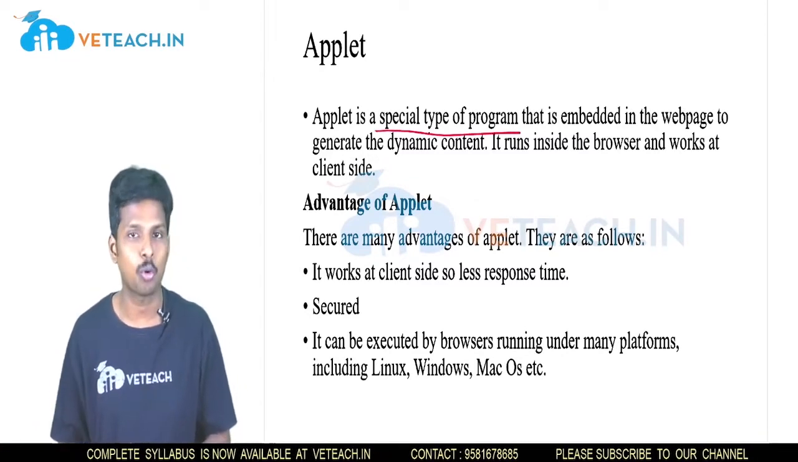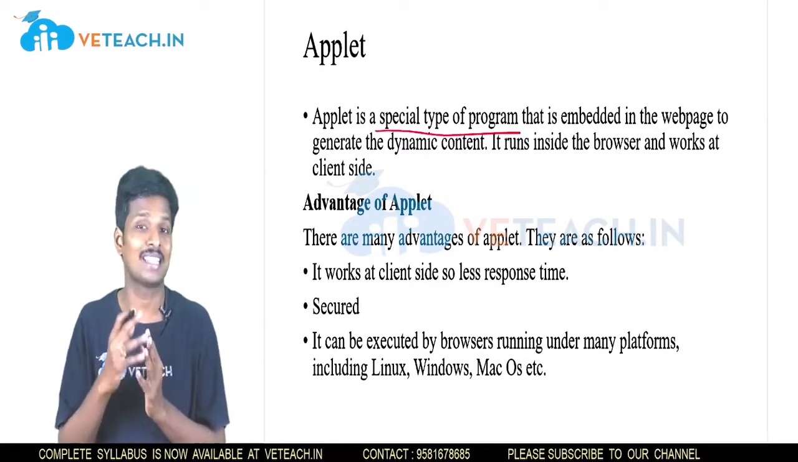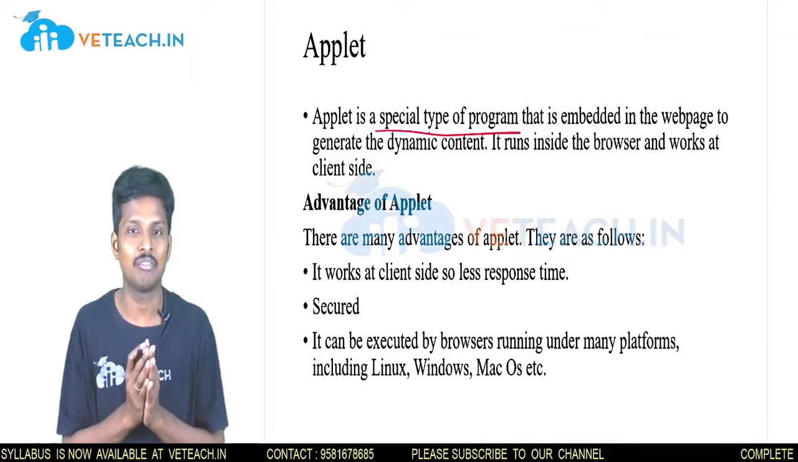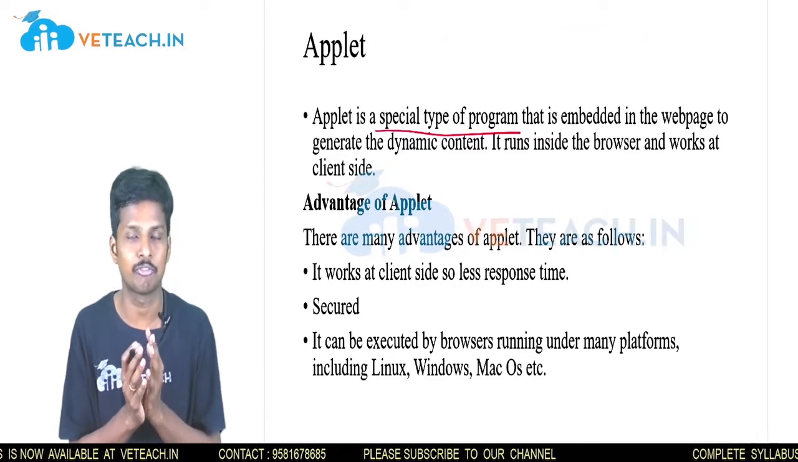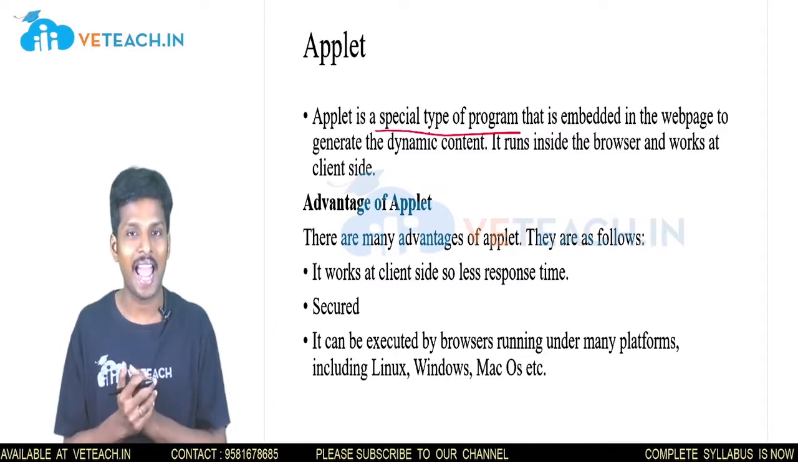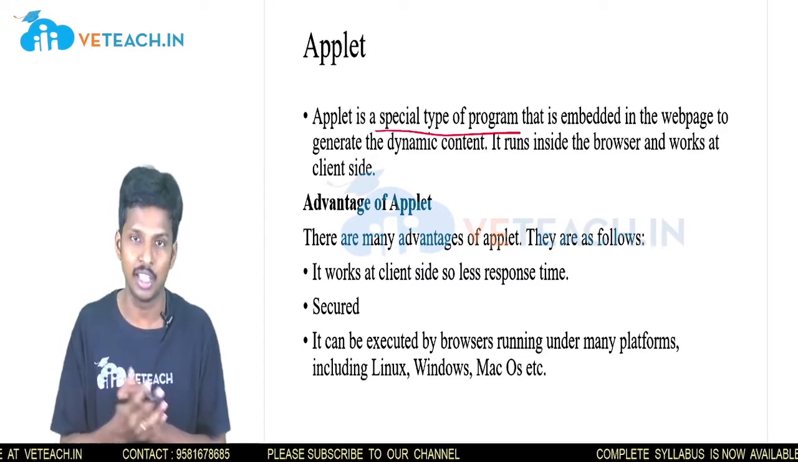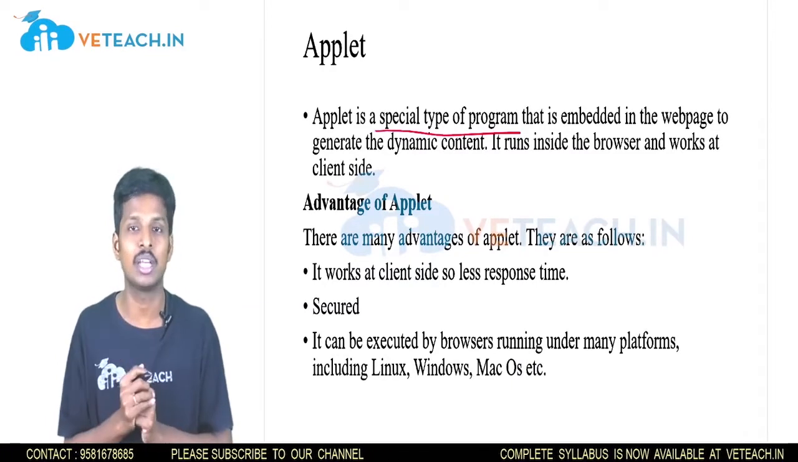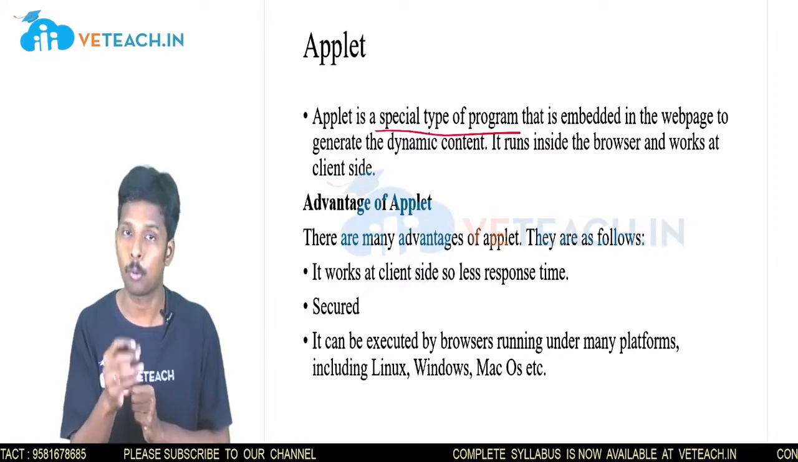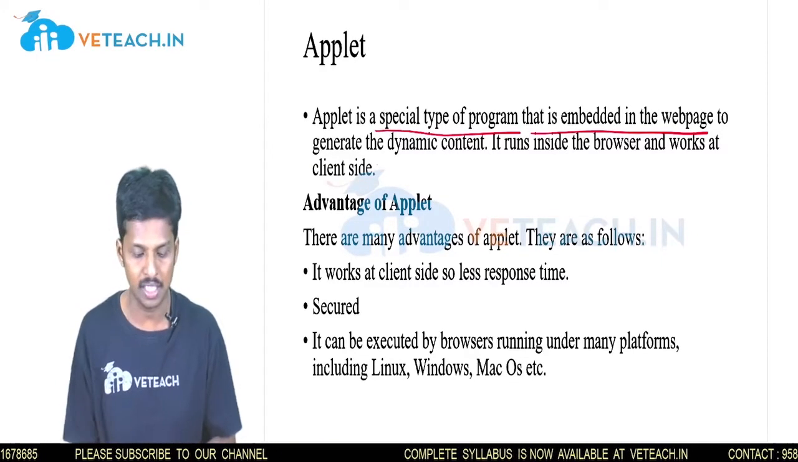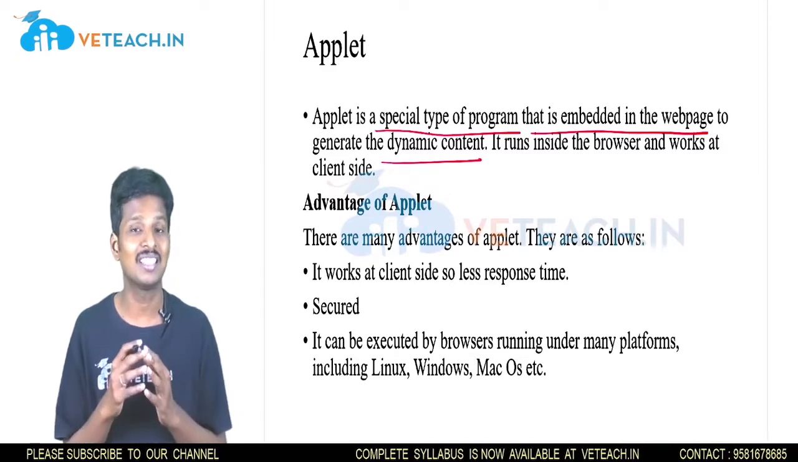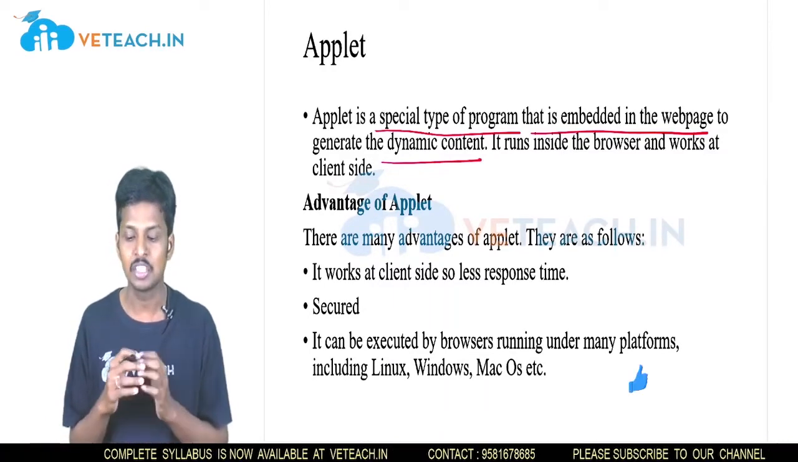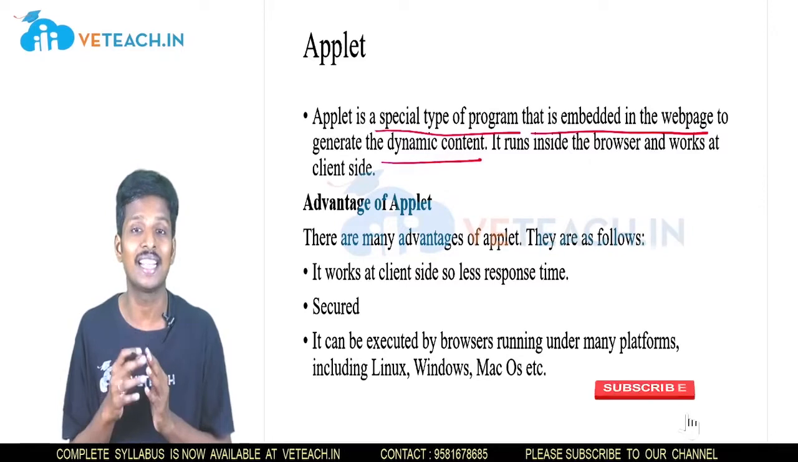An applet is a special type of program. Why do we call it special? All the programs we have seen till now displayed their output on the command prompt itself. But the output of an applet can be redirected to a special window where we can work with different colors, images, and animations. That's why we call an applet a special program that is embedded in the web page to generate dynamic content.